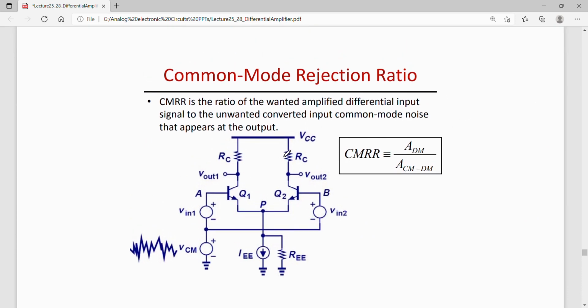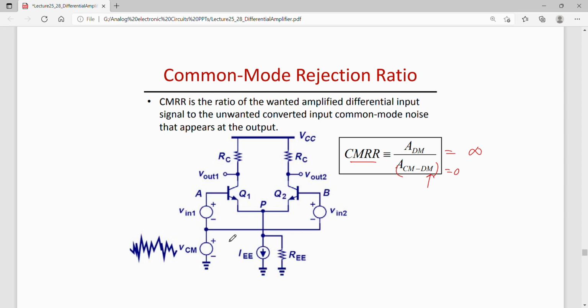So we are interested in making this term, that is the common mode to differential mode conversion of gain, to be zero, so that my CMRR can be very large or infinite. So for large or infinite CMRR, I want the common mode to differential mode conversion to be zero, or the common mode noise should be equal to zero.